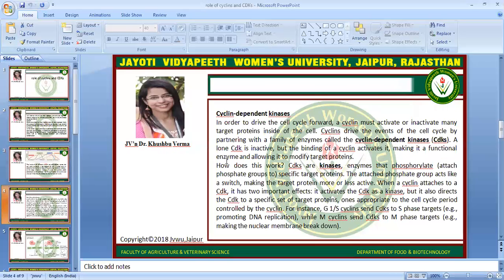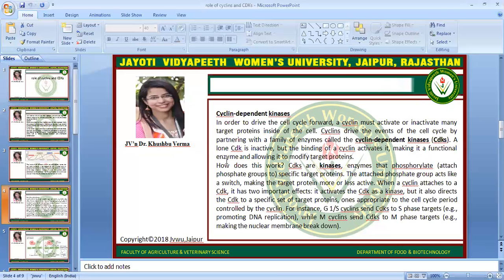Now we will discuss CDK, cyclin dependent kinase. In order to drive the cell cycle forward, a cyclin must activate or inactivate many target proteins inside the cells. Cyclins drive the events of the cell cycle by partnering with a family of enzymes called CDKs. Alone, CDK is inactive, but the binding of a cyclin activates it, making it a functional enzyme and allowing it to modify target proteins.